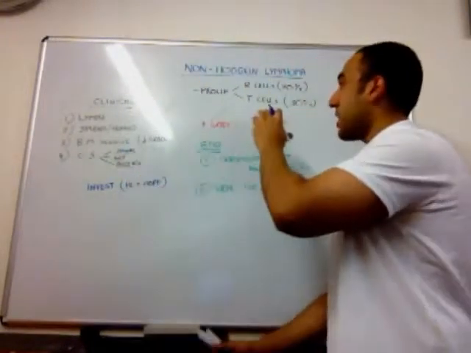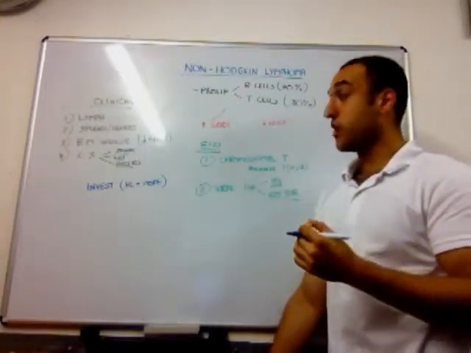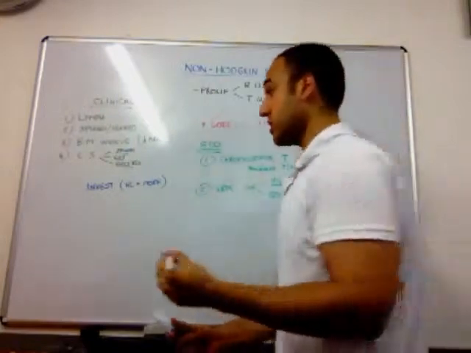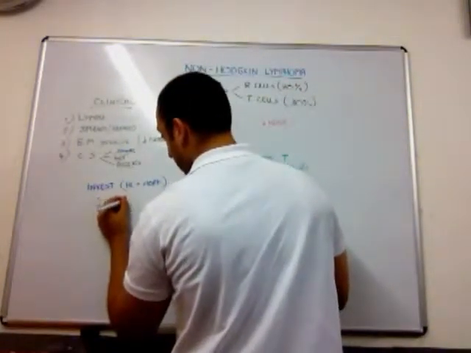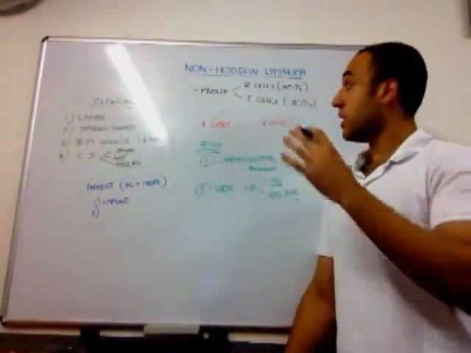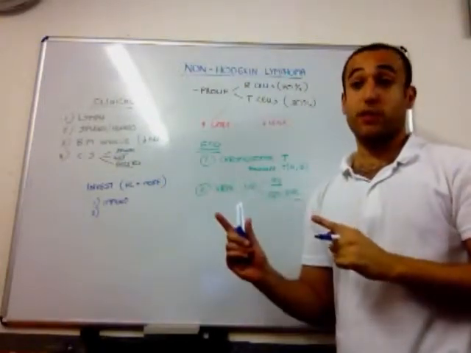Okay. Now we said in this situation we can have B cells or T cells. So it's important to do an immunophenotyping to know whether we're dealing with B cells or T cells. So number 1, immunophenotyping. We'll determine whether it's a B cell proliferation or a T cell proliferation from this immunophenotyping.